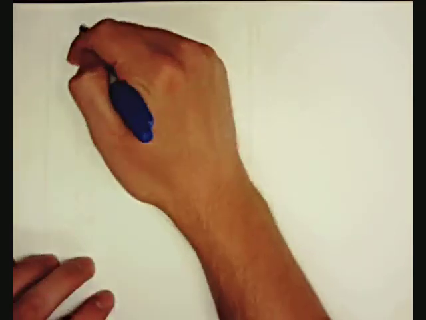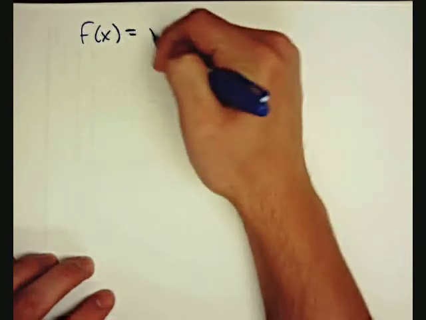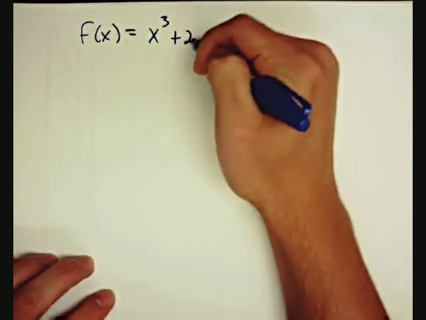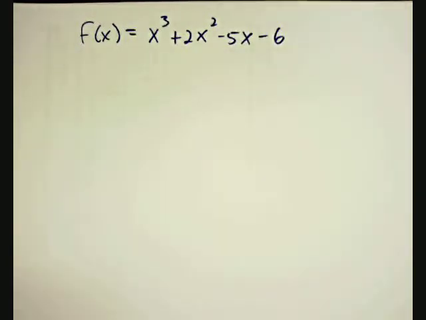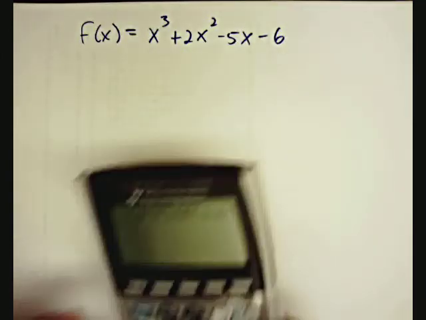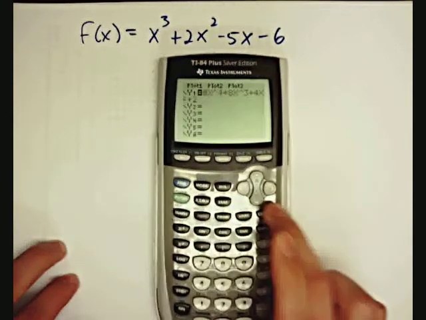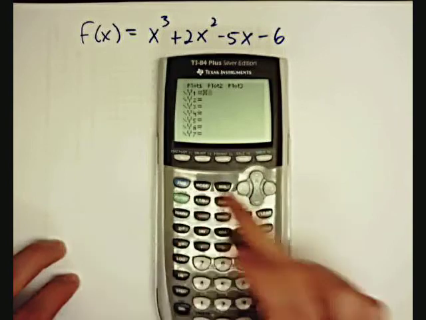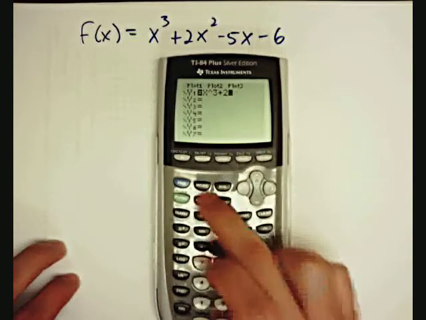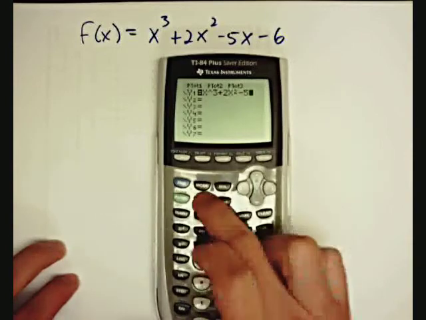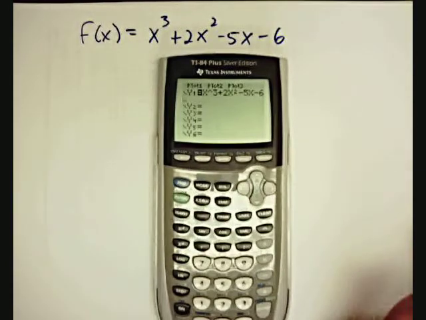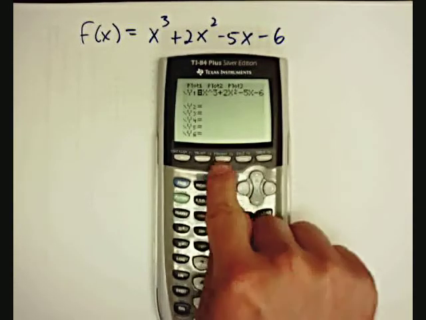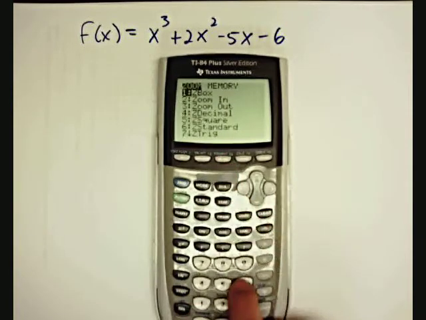So example 1, f of x equals x cubed plus 2x squared minus 5x minus 6. The first thing is let's look at what the graph of this looks like. Go to y equals, clear anything that was there before, and type in x to the third power plus 2x squared minus 5x minus 6. Just to be sure that we're all looking at the same screen, press zoom and select number 6.